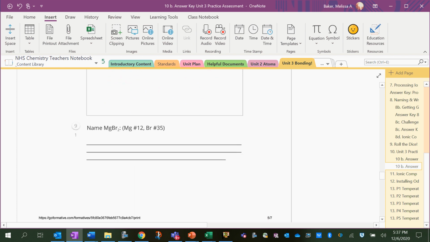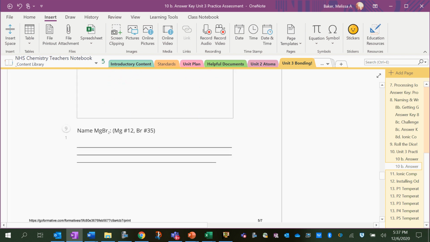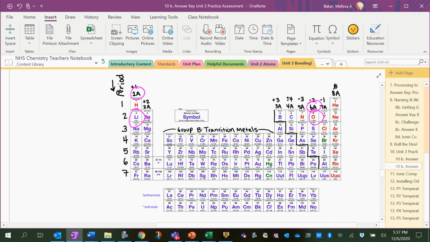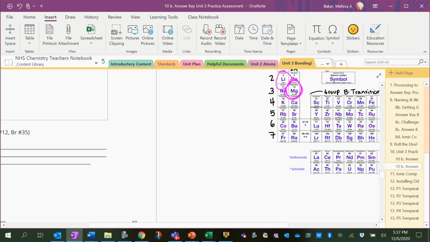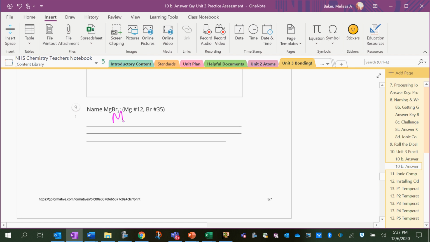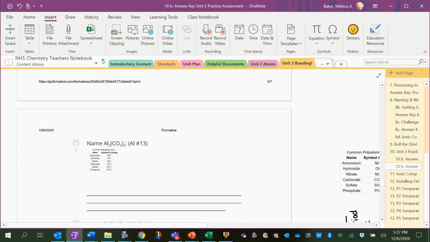How would you name MgBr2? First step, figure out, is magnesium a transition metal? No, it's not. So we would start by naming it magnesium, and then we would not name it bromine, we would change the ending to be "ide," magnesium bromide. For a monatomic ion, you always change the ending to "ide."